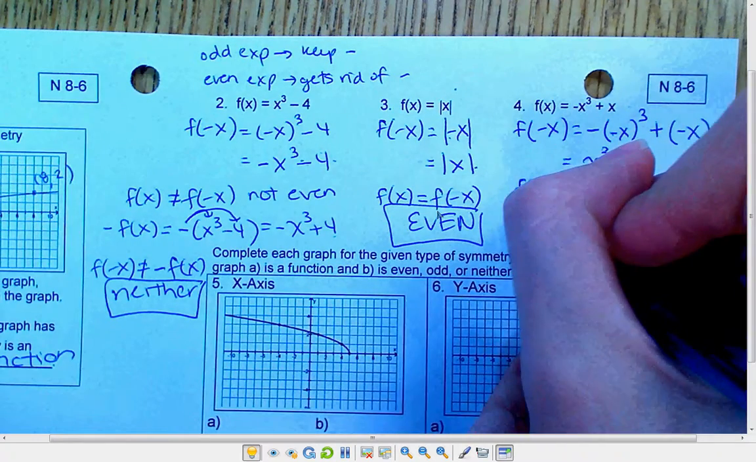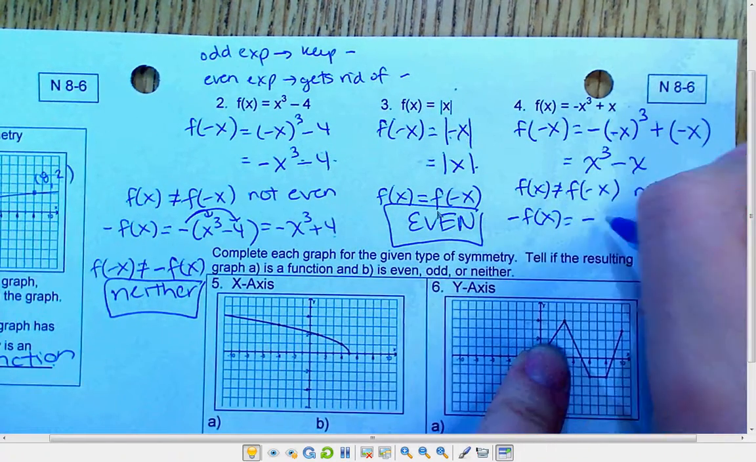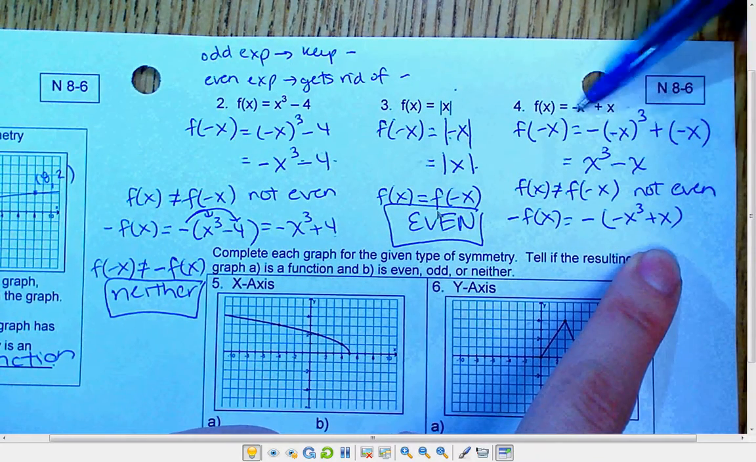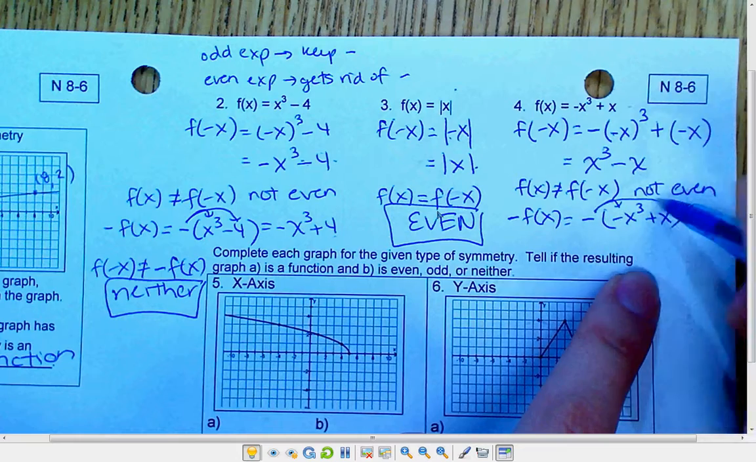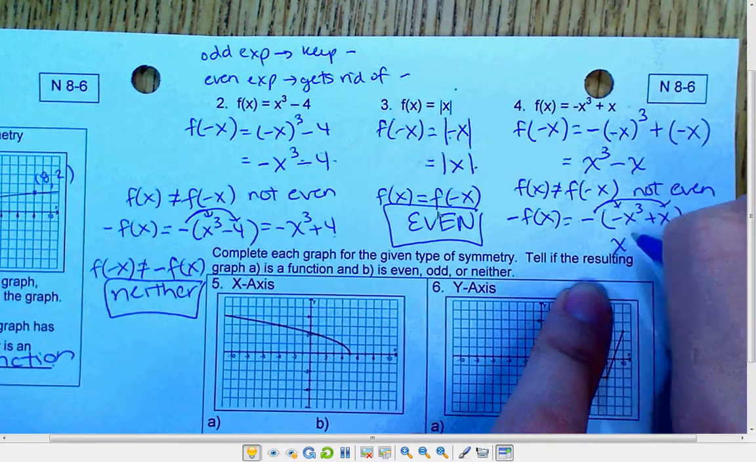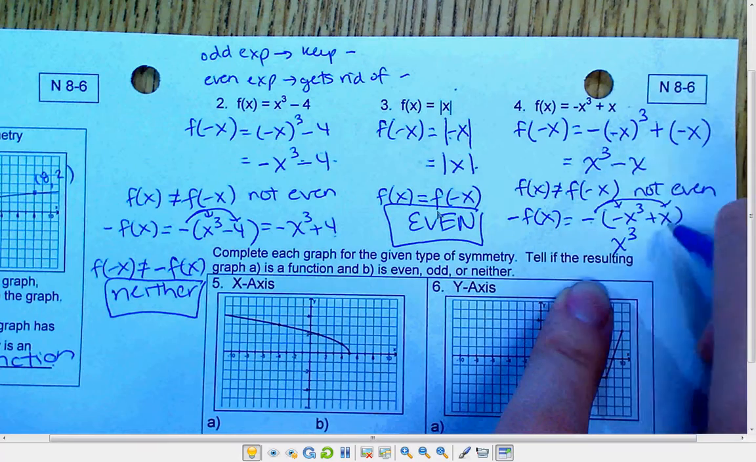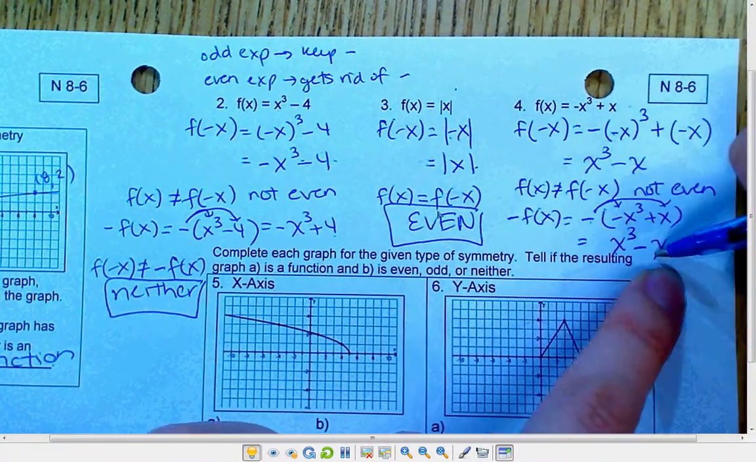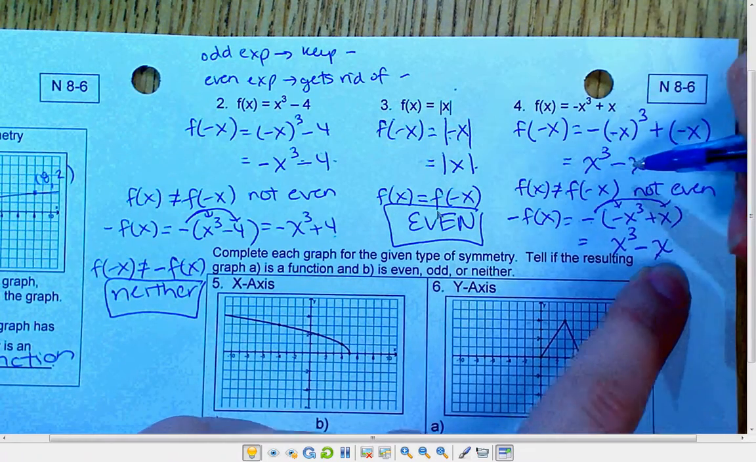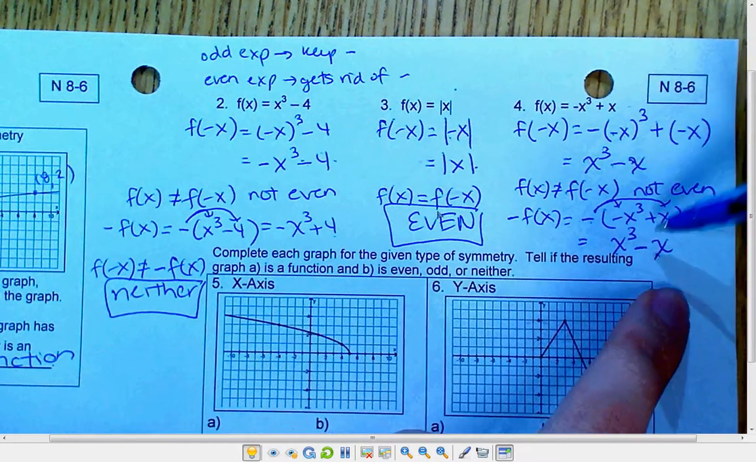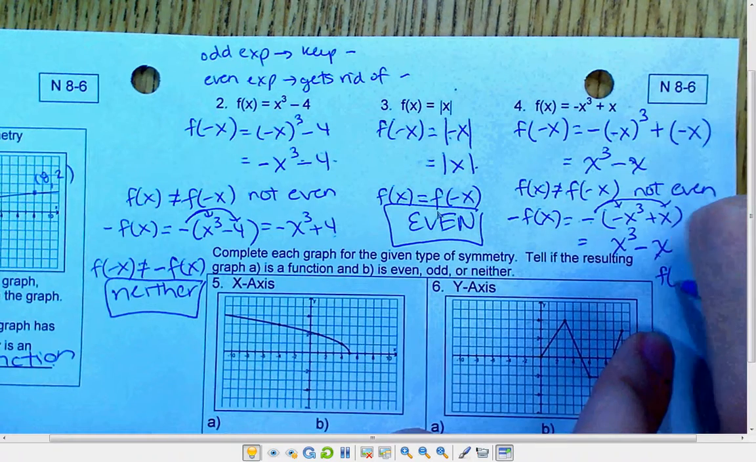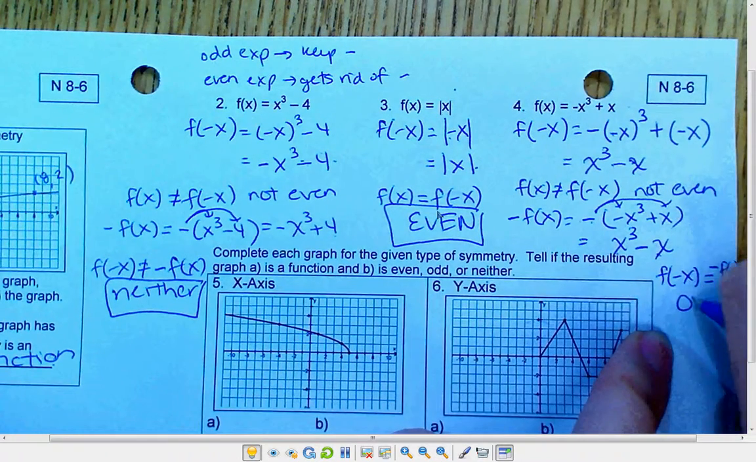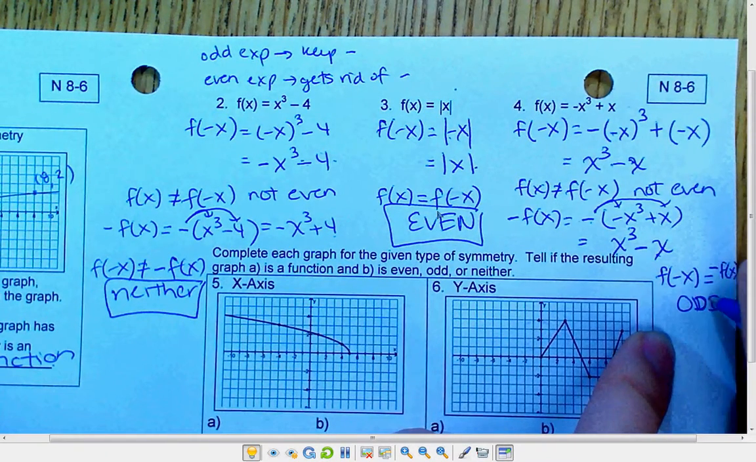So now we're going to find negative f of x, where we put negative on the outside of our entire function. So I'm putting negative outside of this whole function. We're going to distribute it. Negative times a negative gives me positive, and then negative times a plus sign gives me a negative. And so negative f of x is this. Now we're going to compare this one with f of negative x. So look at the two that we just found. These two are equal. So f of negative x equals negative f of x, which tells us that this is an odd function.